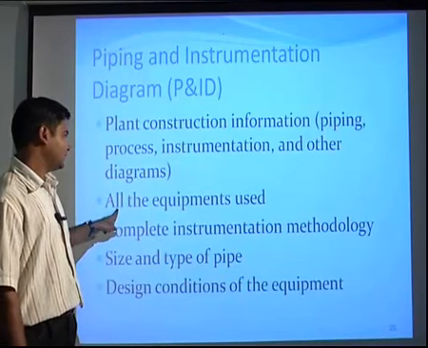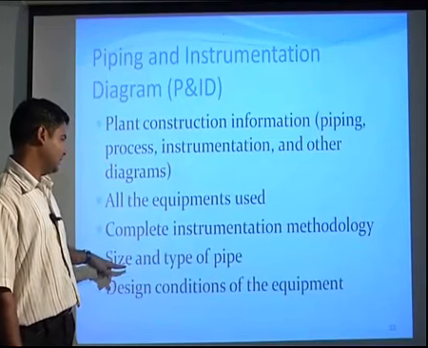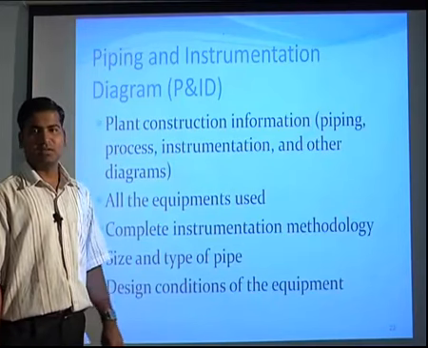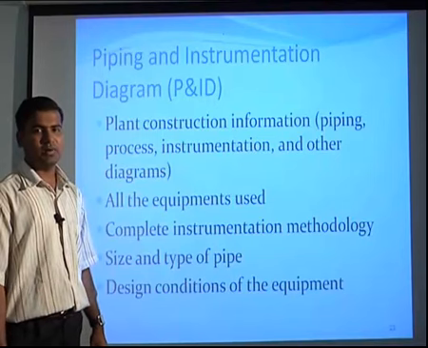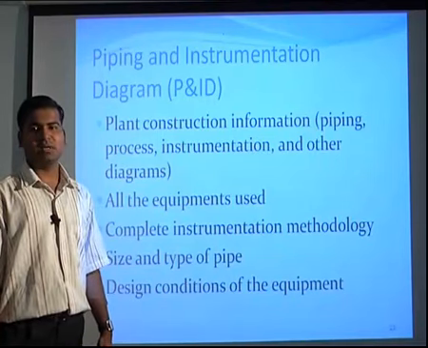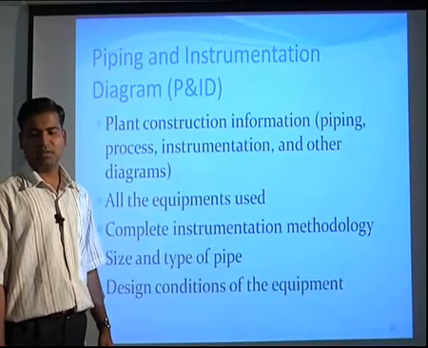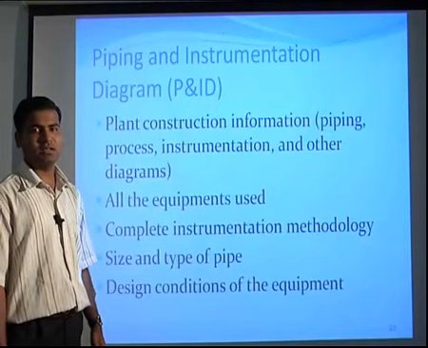All the equipment used, the complete instrumentation methodology adopted, the size and type of the pipe, and the design and condition of the equipment. So P&ID, in other words, is the diagram for the actual process. P&ID will give the actual picture of the chemical industry, and it will have all the details of the instruments, equipment, pipes and their sizes, and the design requirements.